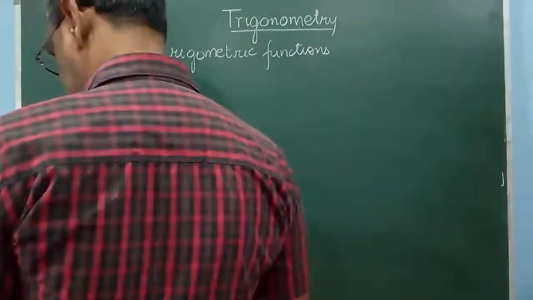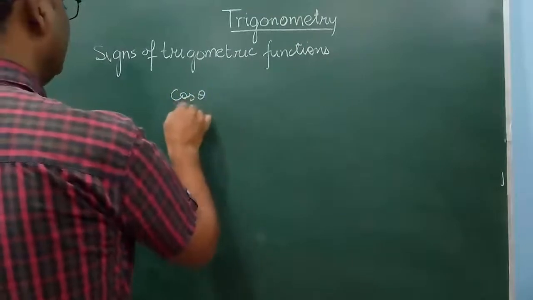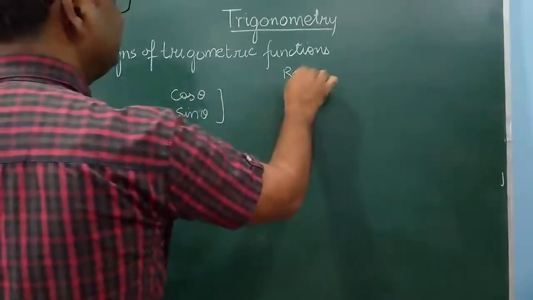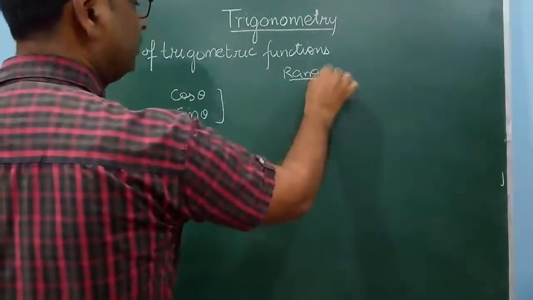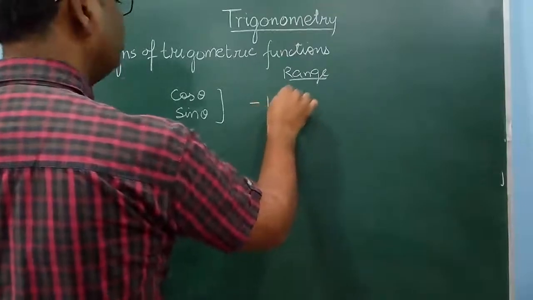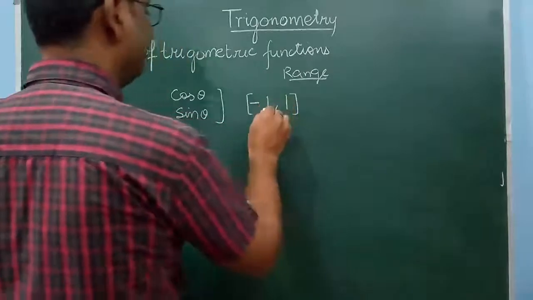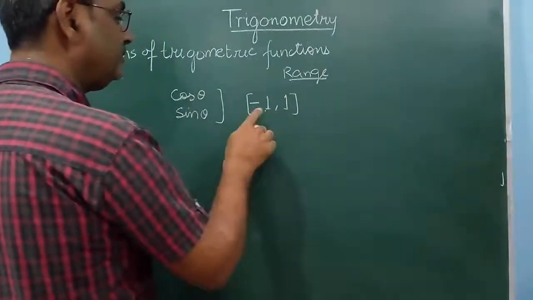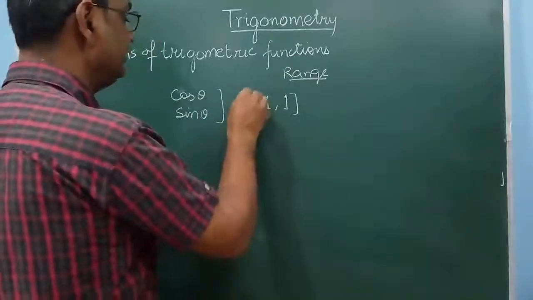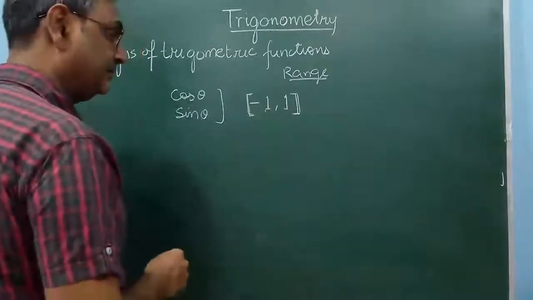Now the range of cos theta and sin theta: both have the same range. Range means the final value after putting in the angle, which is -1 to 1. The value goes from -1 to 1, all real values. This is inclusive, meaning we include 1 and -1.